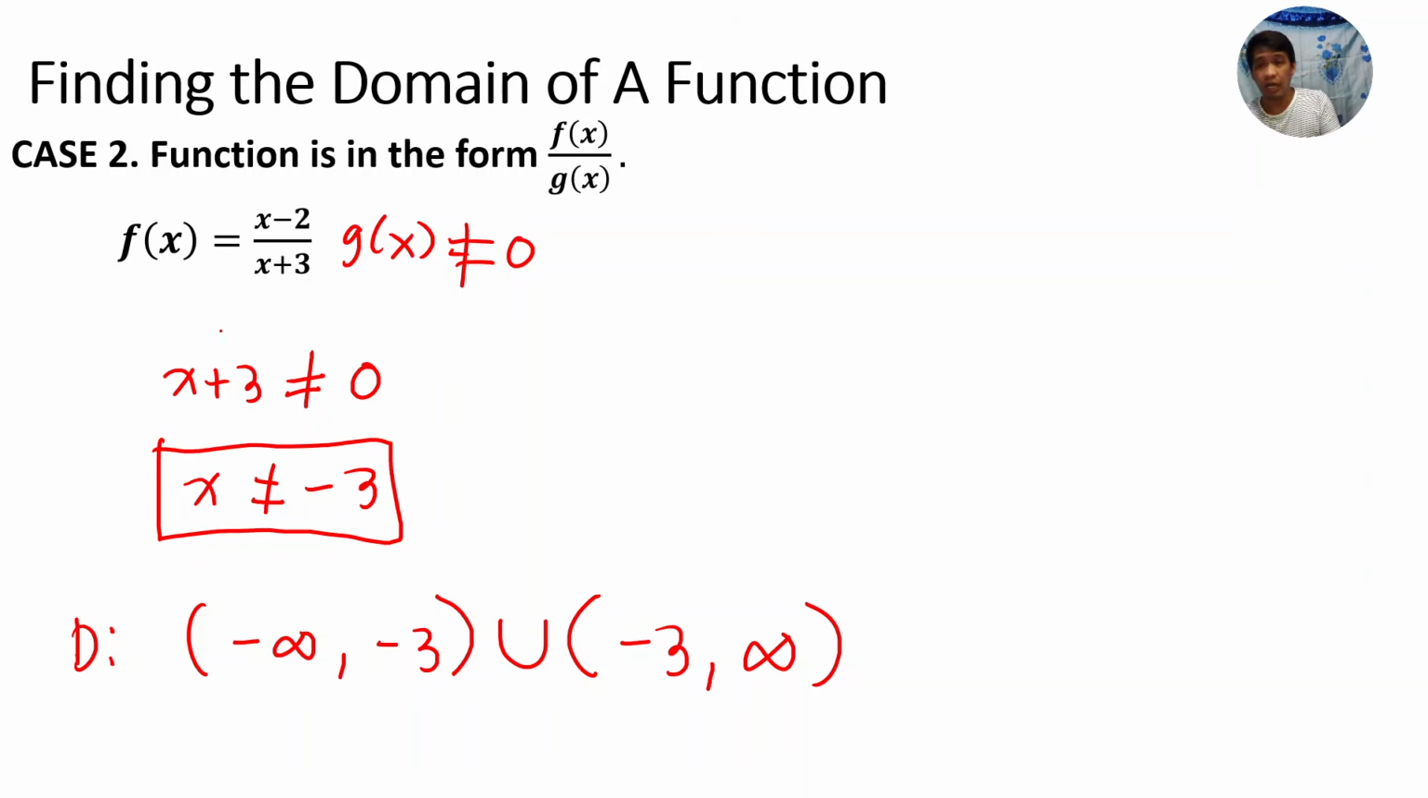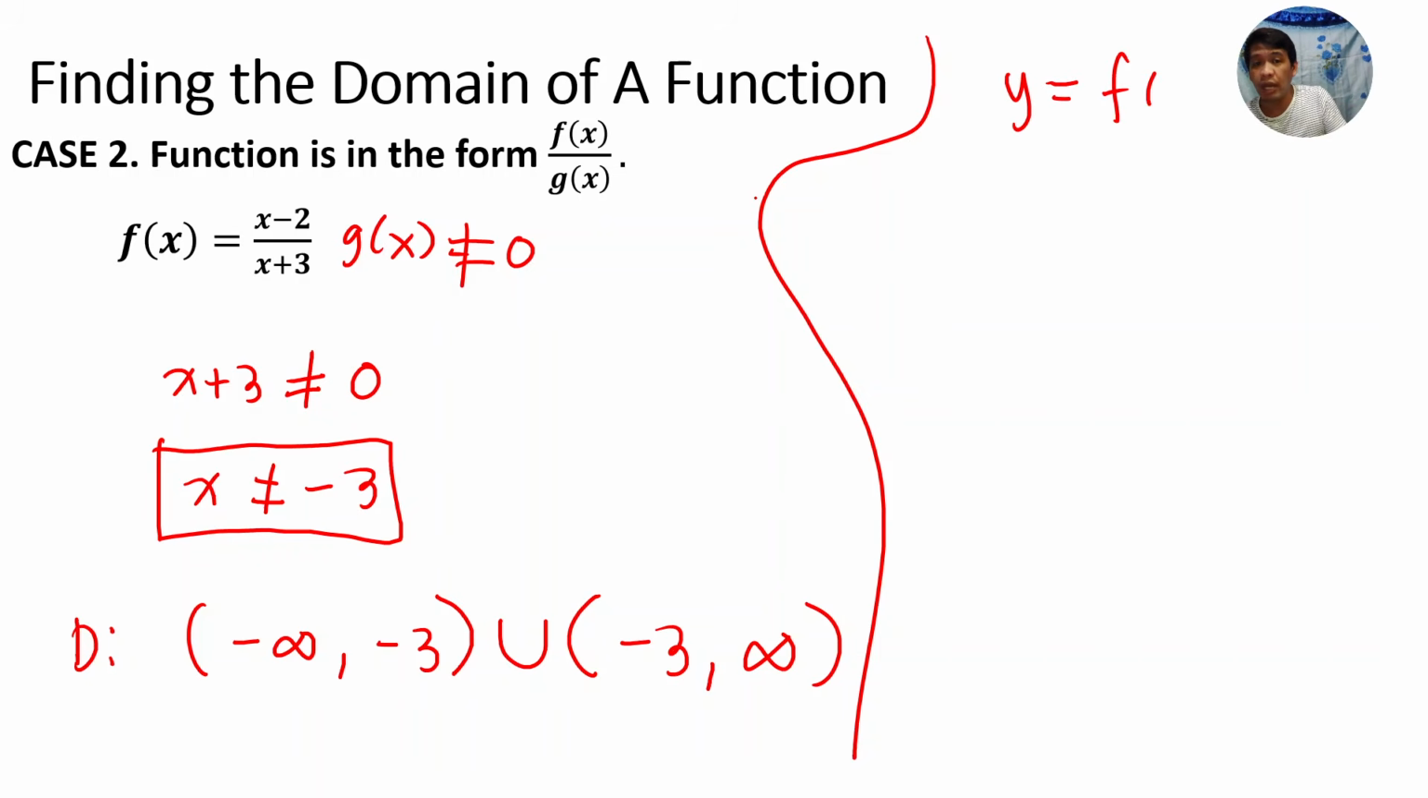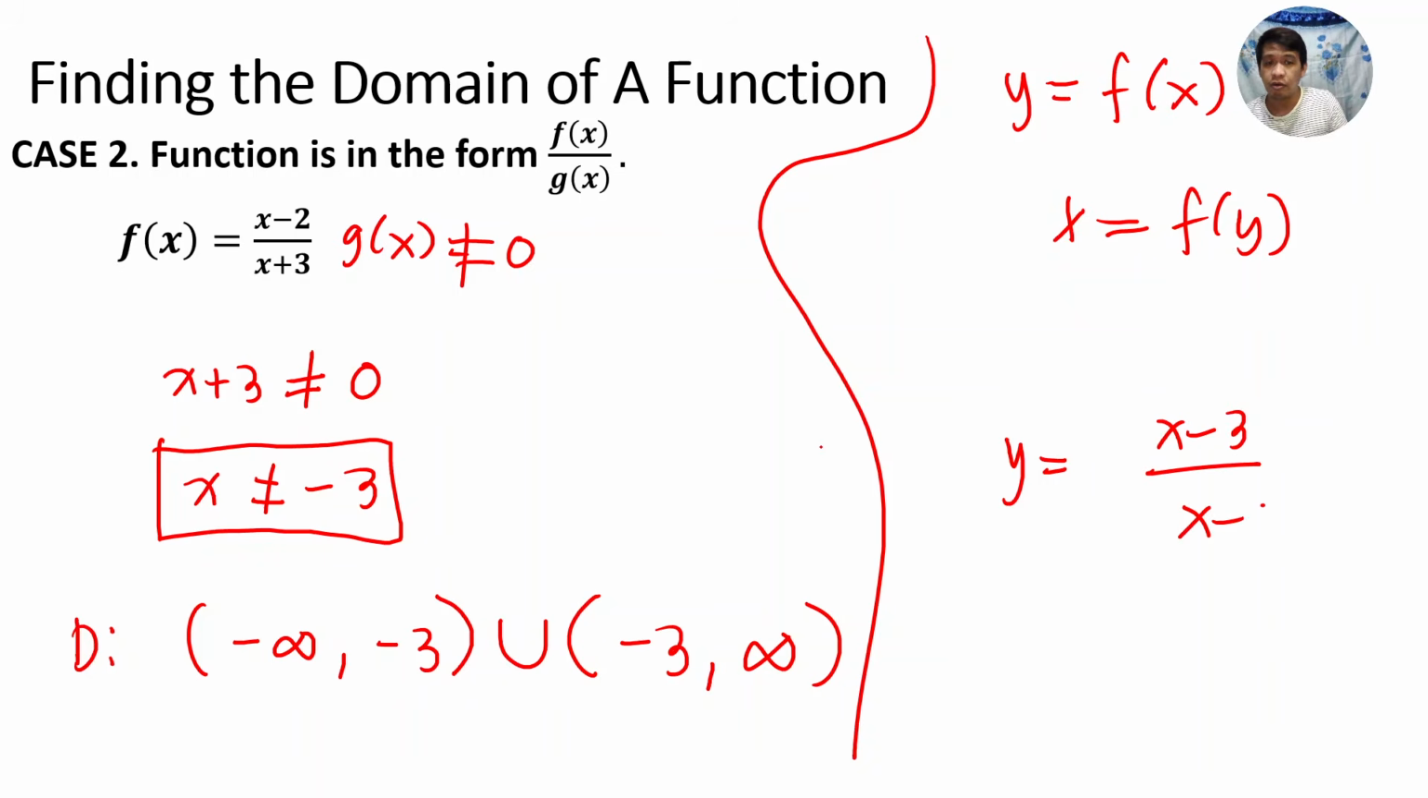So, how do we get the range? It is the same as before. Again, our main focus is the domain. Sometimes there are functions that are hard to express from y as a function of x to x as a function of y. Since this one is easier, we can express x as a function of y. Our given is y equals x minus 2 over x plus 3.